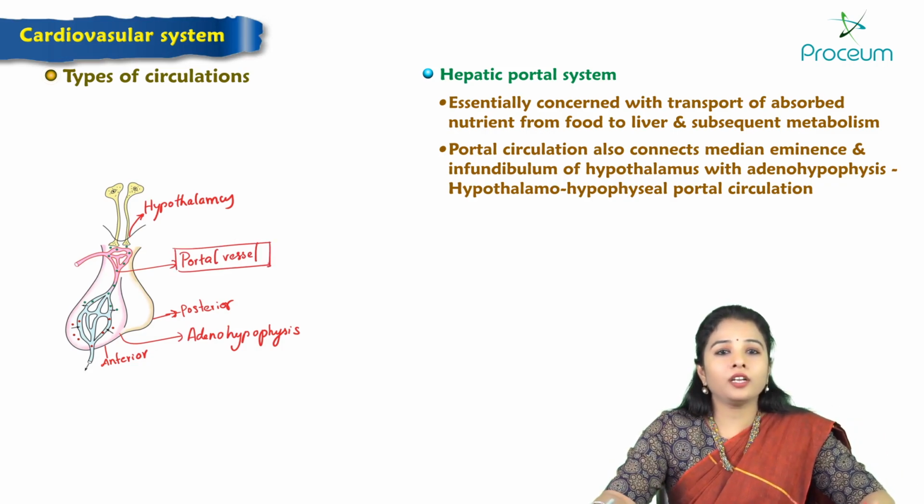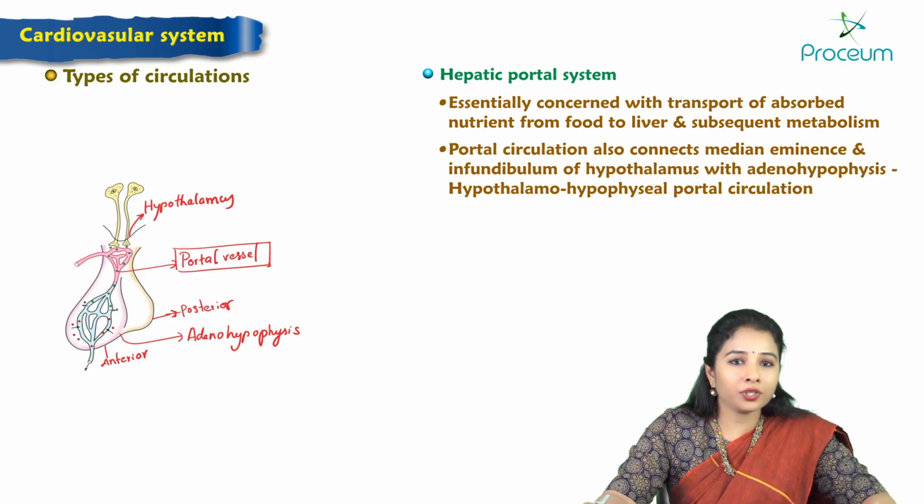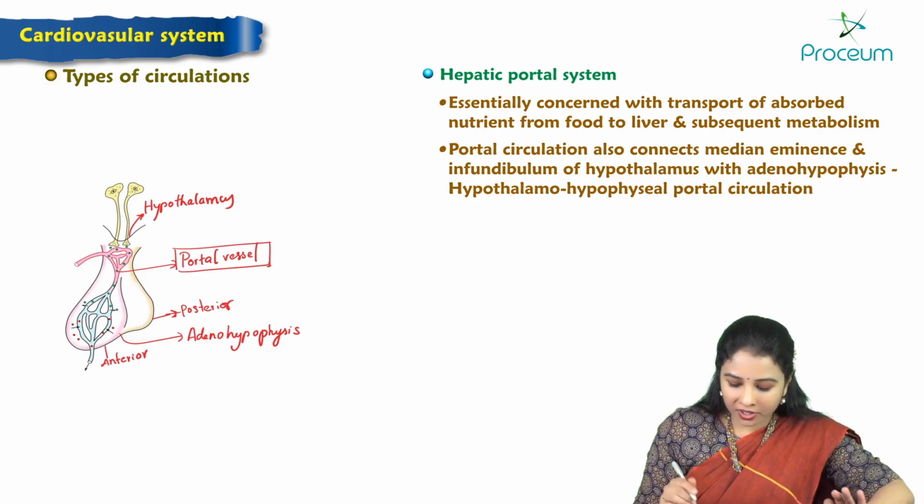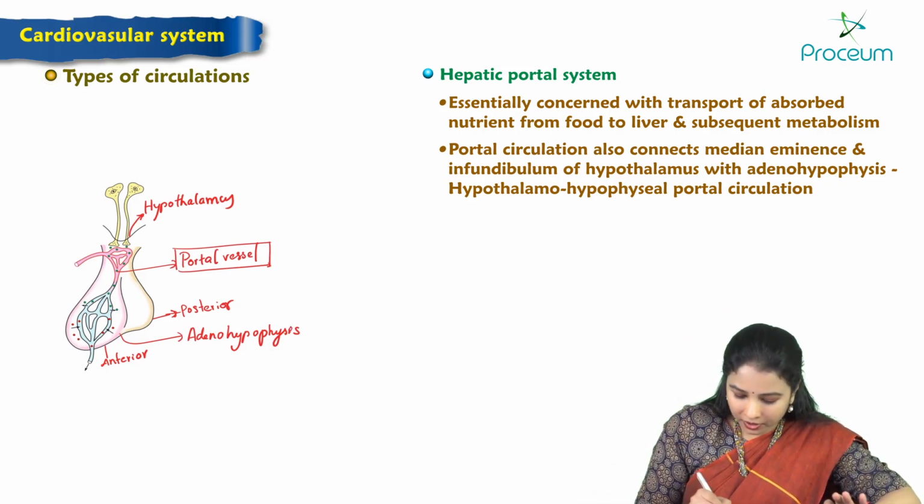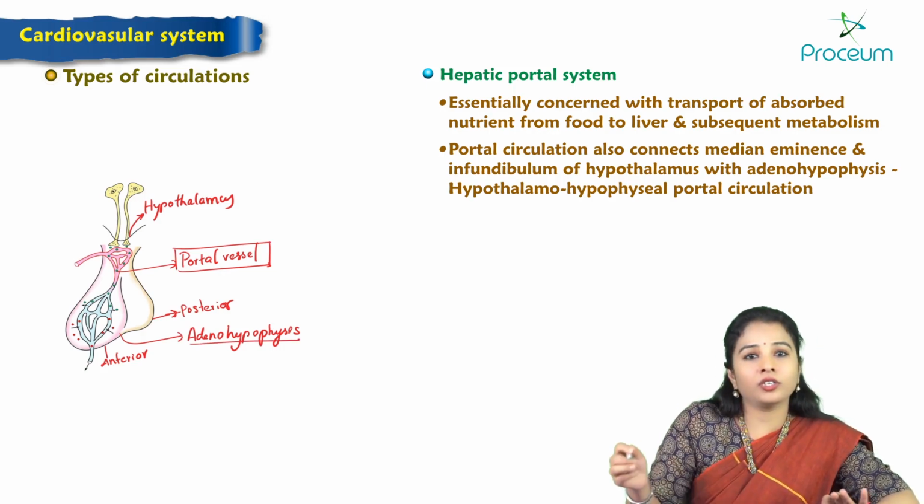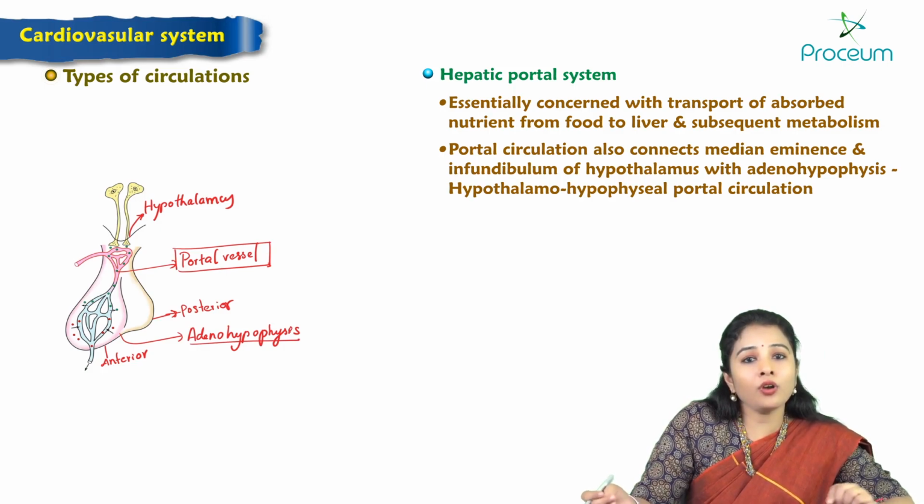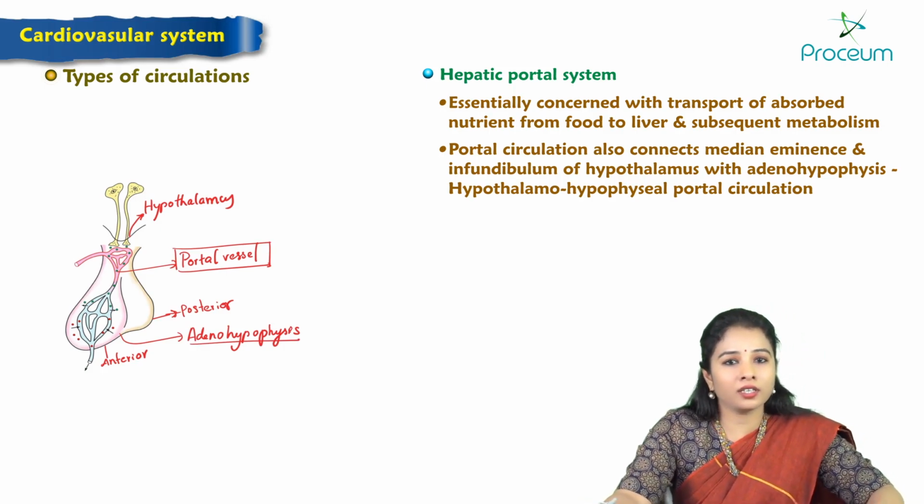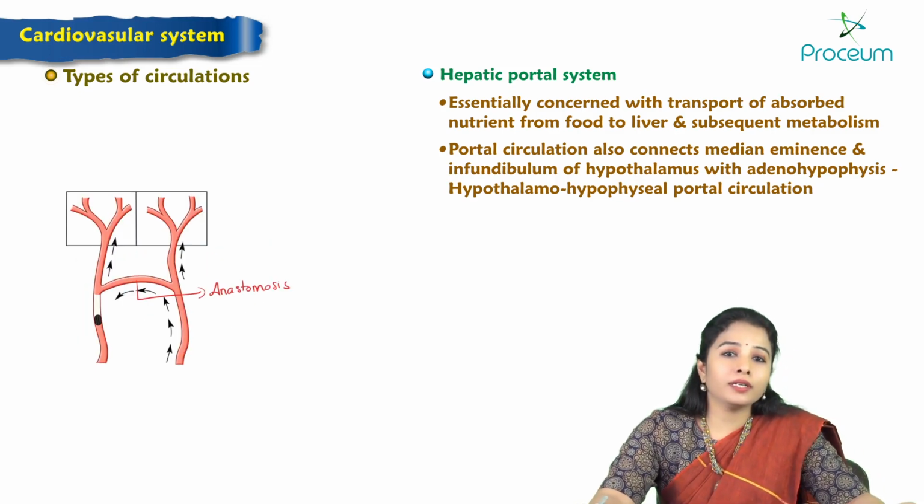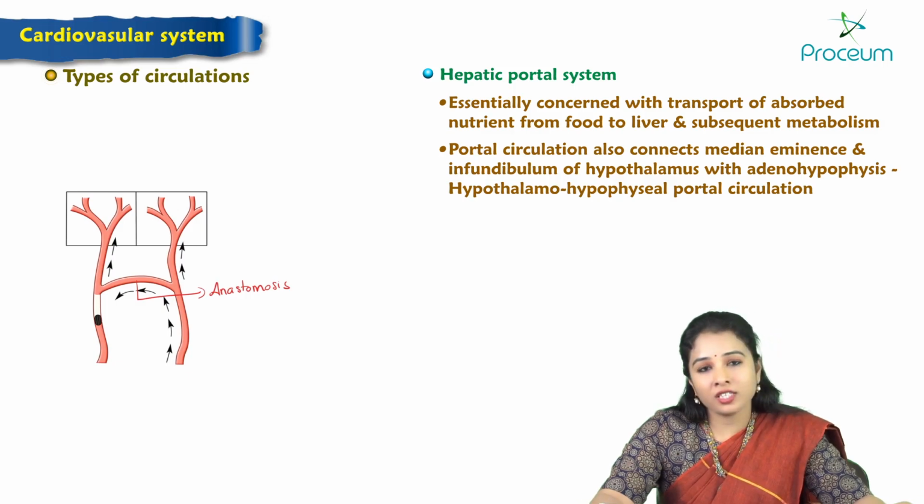So hypothalamo-hypophyseal portal circulation. Hypophyseal means pituitary gland. So adenohypophysis and hypothalamus, so it is called hypothalamo-hypophyseal portal circulation. So these are the two examples of portal circulations in our body. So now we have completed the types of circulation.